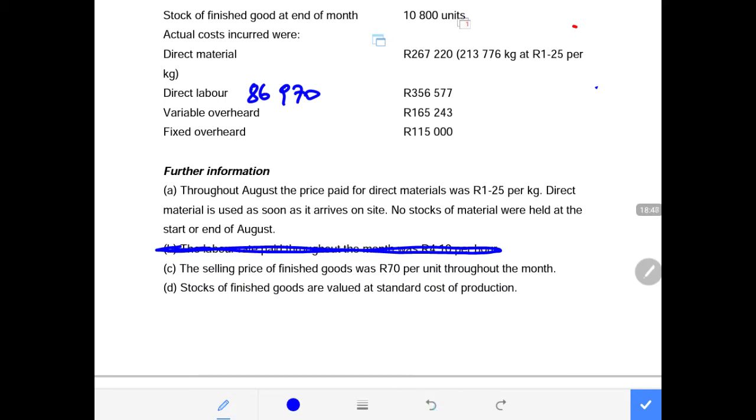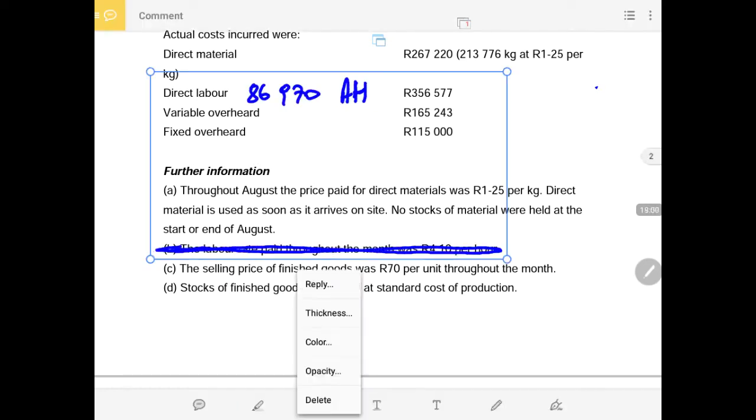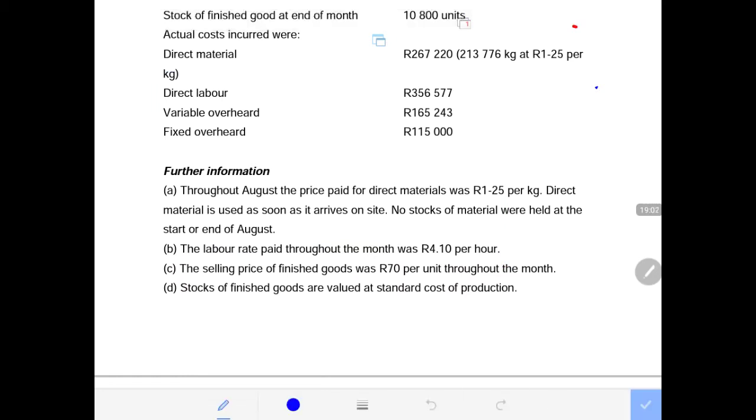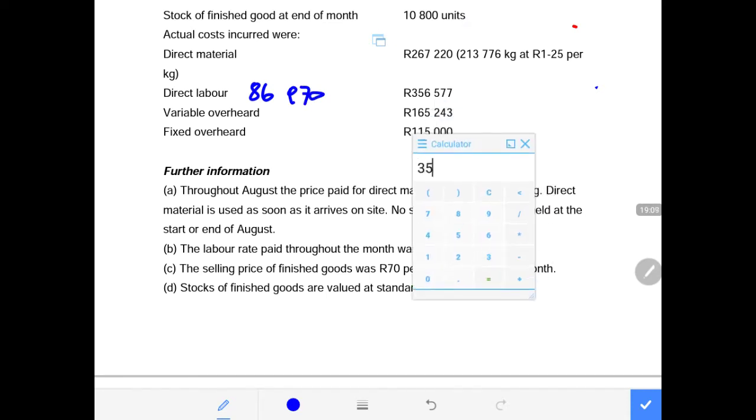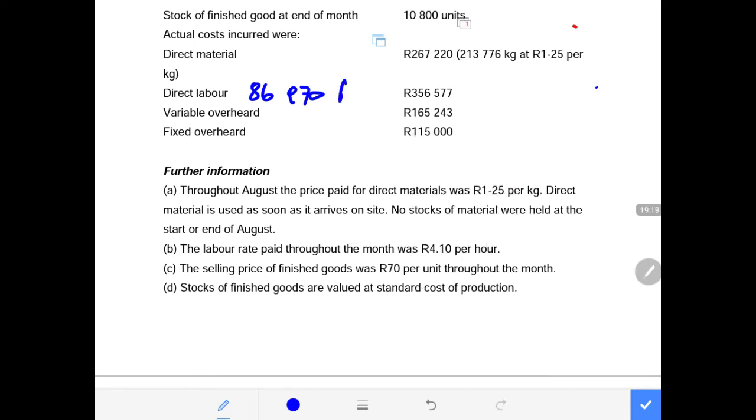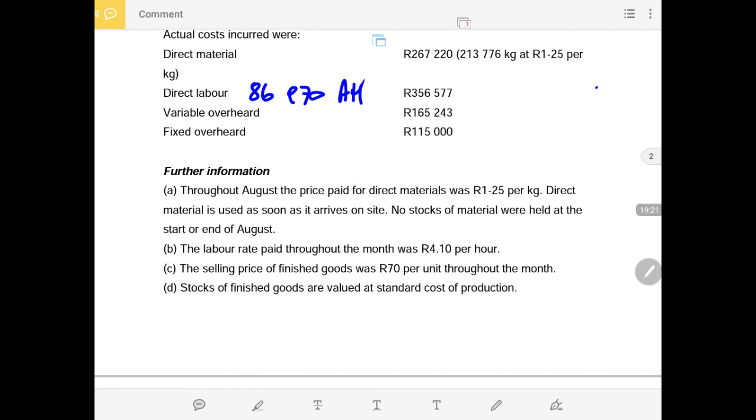So now we do have our actual hours. I'll be using the abbreviation very much in variance, but listen to what I say. Actual hours is AH. And there are different abbreviations that are used in variance analysis. So now this is 86,970. Let's verify: 356,577 divided by 4 and 10 cents. 86,970. This is our actual hours.